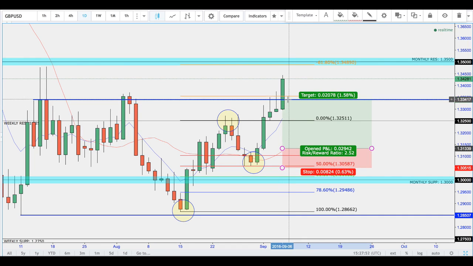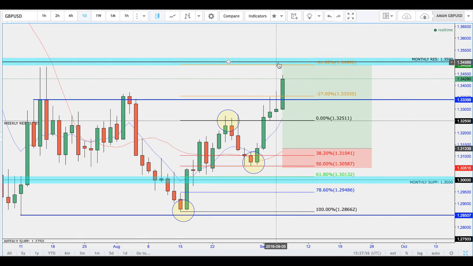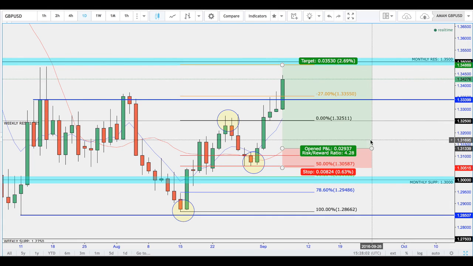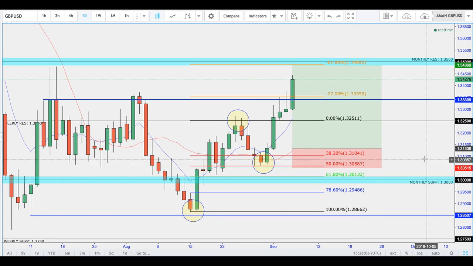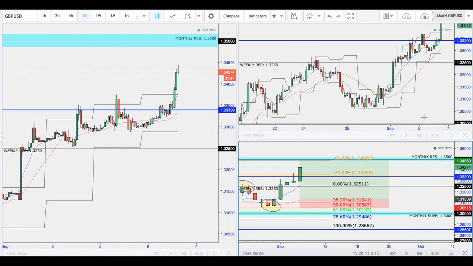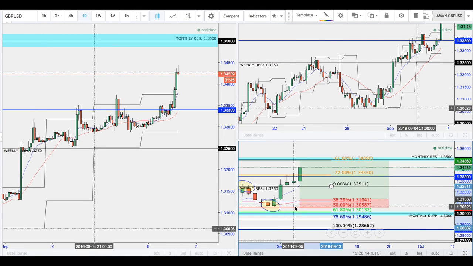As you can see, we broke above that now, so we are now headed on the GBP USD to the second target, which is the minus 61.8, just below monthly resistance 1.3500. So that's a great risk reward. With the daily Fibonacci, yes, we could have entered from the daily alone, using the 3-pin pattern there. Alternatively, we can just copy and paste this on a smaller time frame.